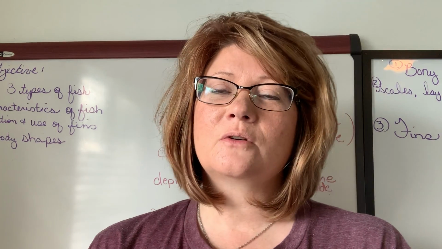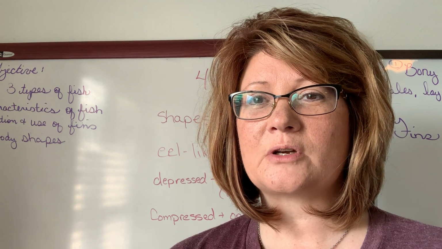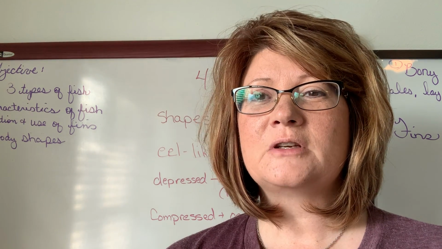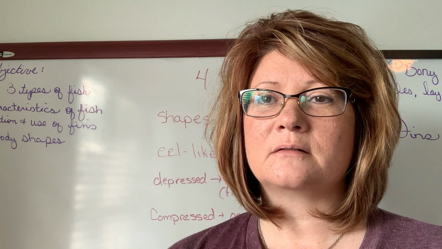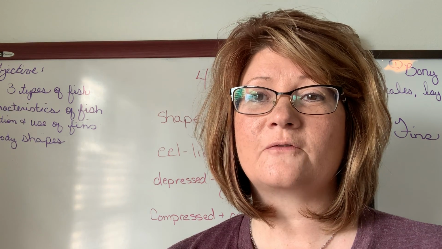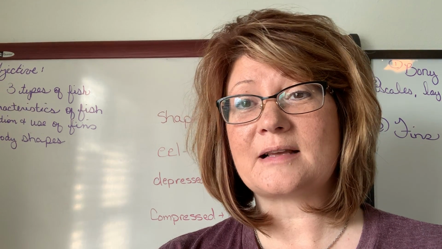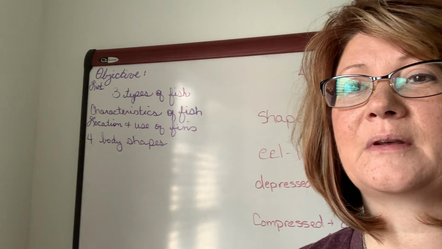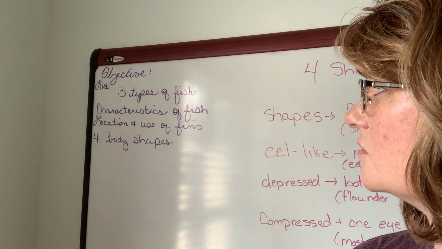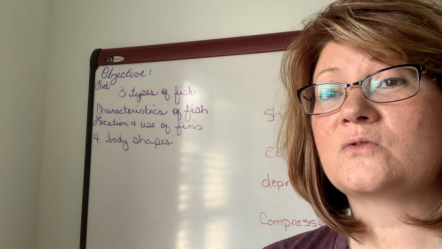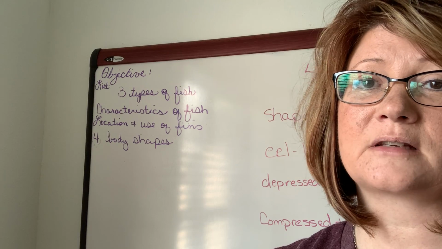So today for Science, we are going to pretty much review everything we talked about yesterday, because I did get a little excited and jumped on into the different shapes of a fish. We'll review that, but then today I'm going to elaborate on that and we'll discuss how those shapes affect their movement. For our objectives, and I left this on the board last night, so it's very convenient to already have it up here. Our objectives are to list the 3 types of fish, the characteristics of a fish, location and use of the fins of a fish, and their 4 body shapes. And then we're going to talk about how that affects their movement.